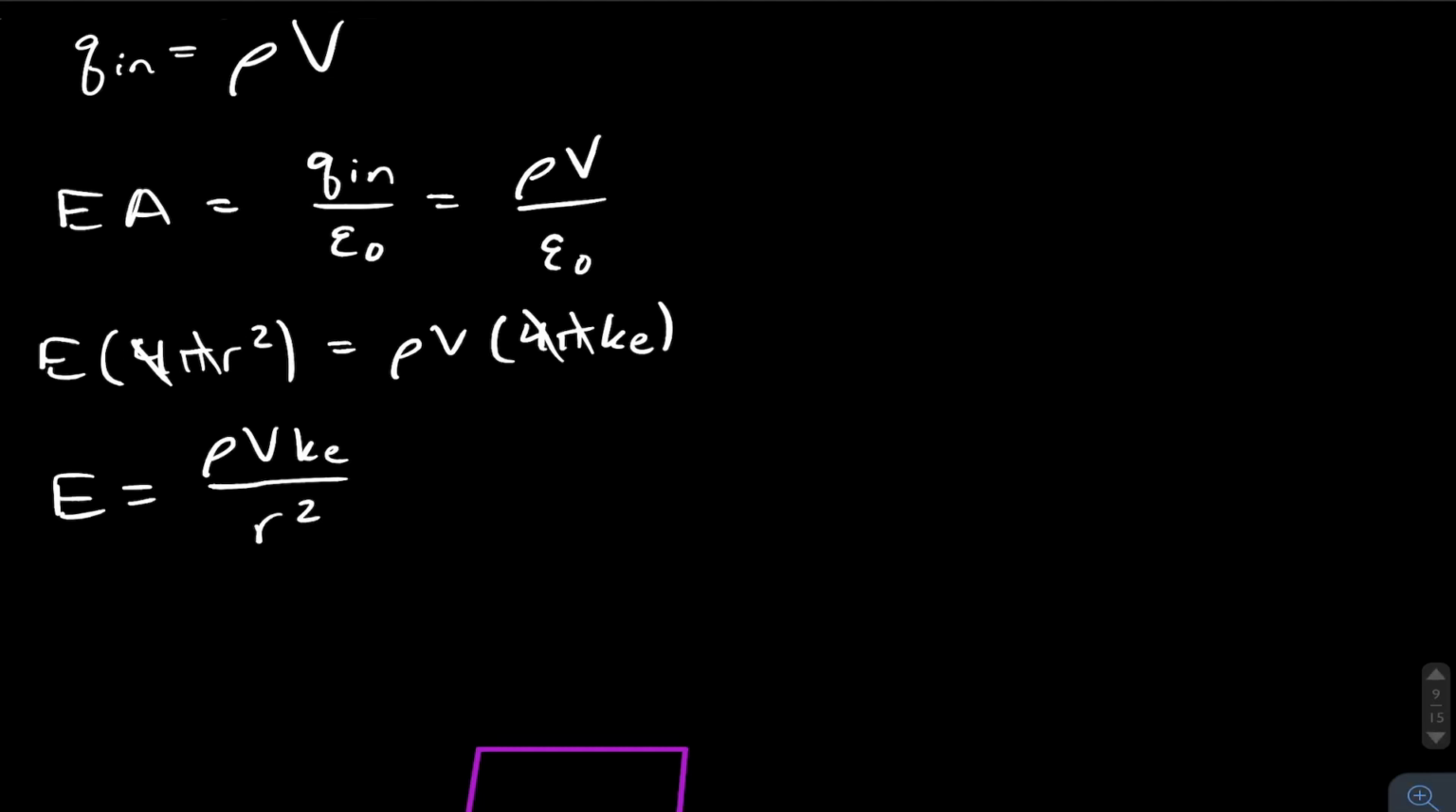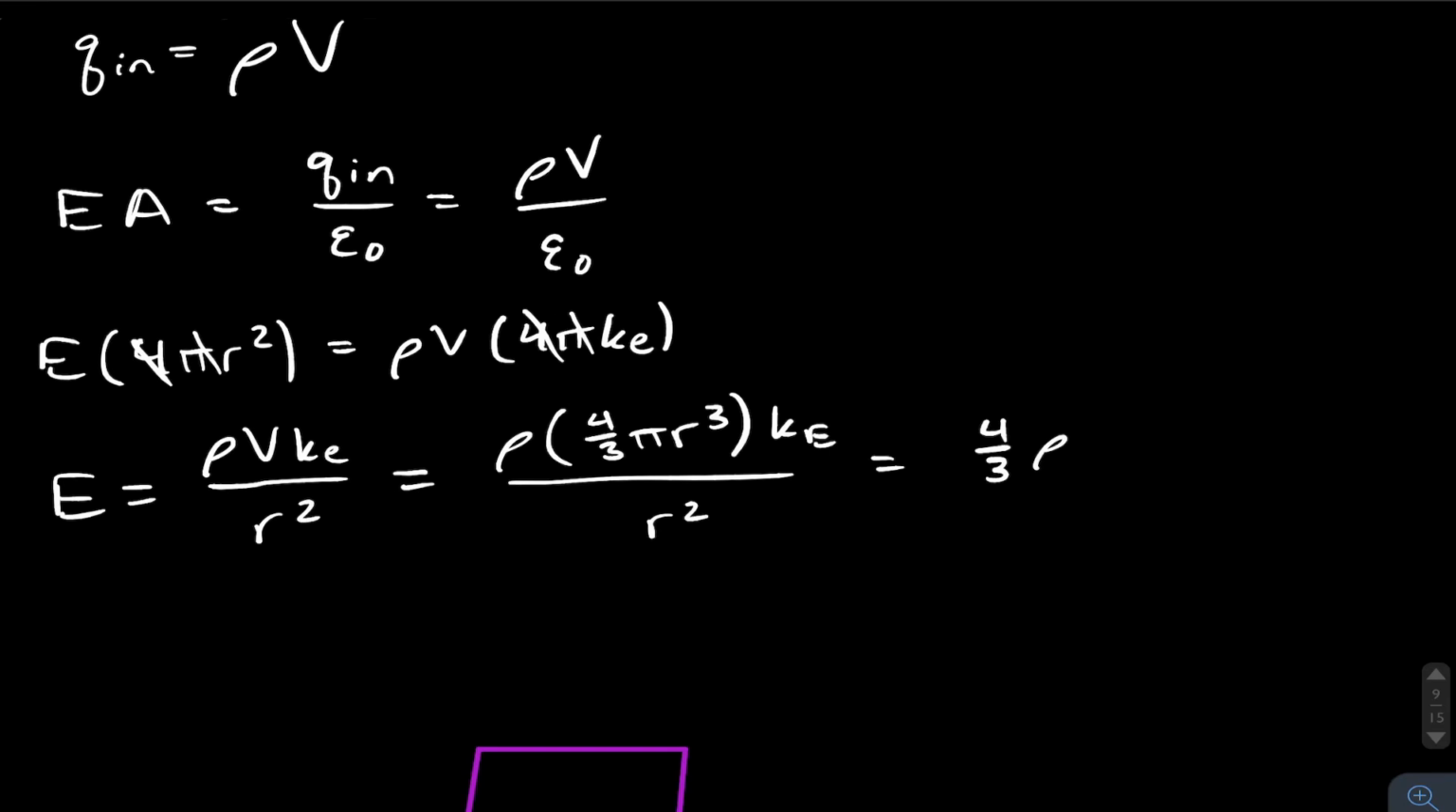It gets divided over, of course. So now, what's the volume of a sphere? We can simplify this even more. The volume of a sphere is 4/3 pi r cubed, so we plug that in. We have k_e on the end, and we divide by r squared. Simplifying further, we get 4/3 rho times k_e. The r squared cancels with the exponent, so we just have r left, which we can write as r pi. It's kind of hard to organize all the letters and notations here.